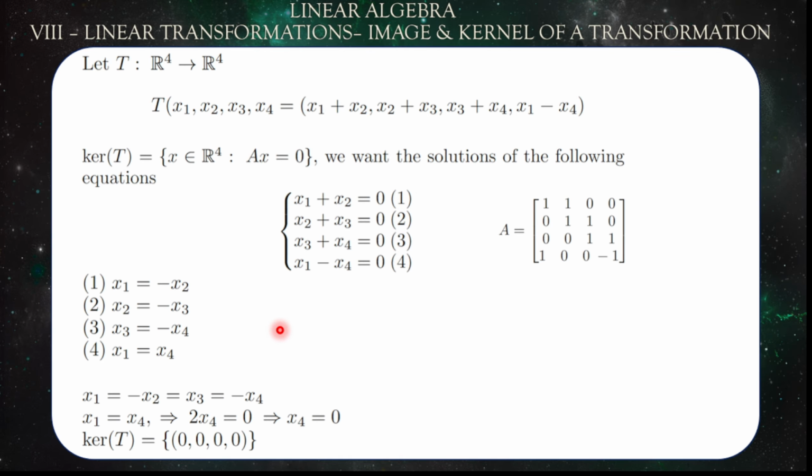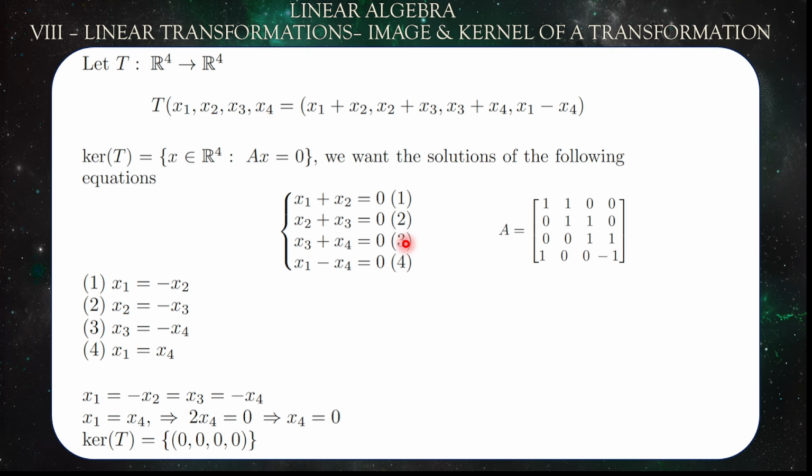Let's find the kernel of T. Ker T is x within R4 such that Ax equals 0, or in other words, the solution for Ax equals 0. It is the set of vectors for which Ax becomes 0. We want the solutions of the following equations. The set of equations are x1 plus x2 equals 0, that's the first one, x2 plus x3 equals 0, x3 plus x4 equals 0, and finally x1 minus x4 equals 0.